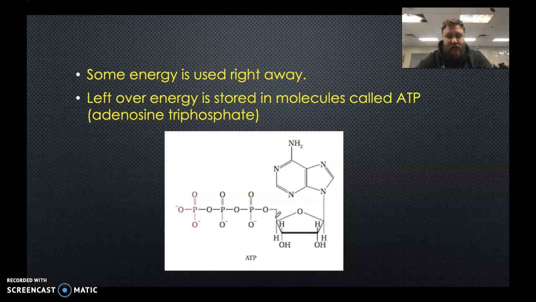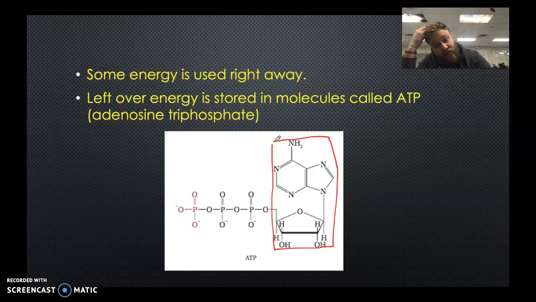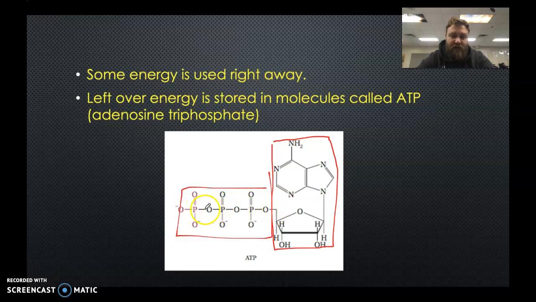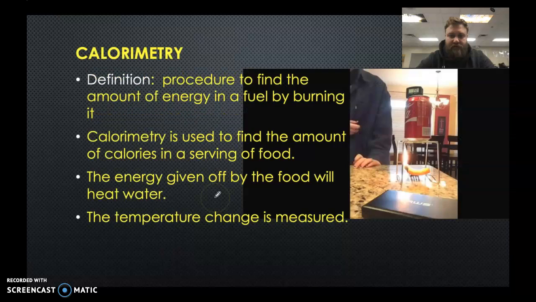Some energy, of course, is going to be used right away. And then the leftover energy, we store that as ATP, or adenosine triphosphate. One thing you might notice is this little molecule right here. This is your A that you find within DNA, your adenosine, or your adenine, when it attaches to a couple other molecules. Your adenine, from your A, G, C, T, looks very similar, but we just added some phosphates on it towards the end. And that's your triphosphate. So here are your 3 phosphates and your adenosine. That's how it's broken up.